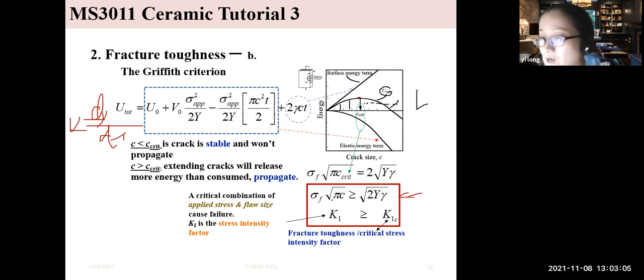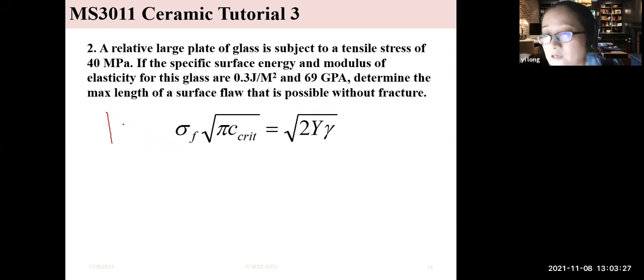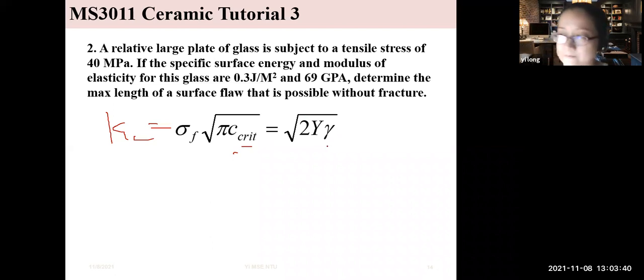The sigma square root pi c has to equal square root 2 Young's modulus surface tension. So this is the Griffith criteria. Griffith criteria tells you that your fracture toughness is a fixed value. This is again very important. Why is it a fixed value? Because it is also equal to K1C, it is equal to sigma square root pi c critical, and also it is equal to square root 2 Young's modulus surface tension. That is Griffith.